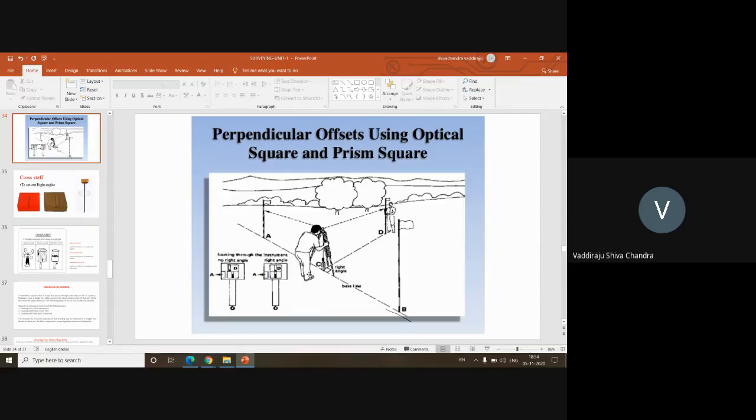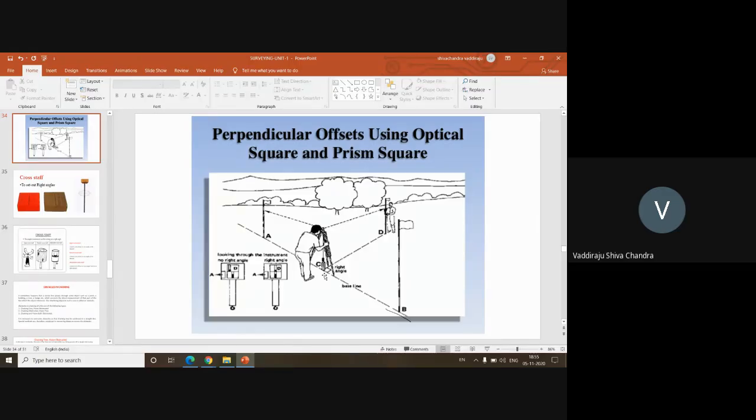Once these two images coincide, I will drop the center point of the prism square instrument using a plumb bob onto the ground. Wherever the plumb bob touches the ground defines the foot of the perpendicular offset. Here the chance of making errors is less, because the reflection is coming from the ranging rods, converted into an image, and you can see whether the two images coincide exactly or not.